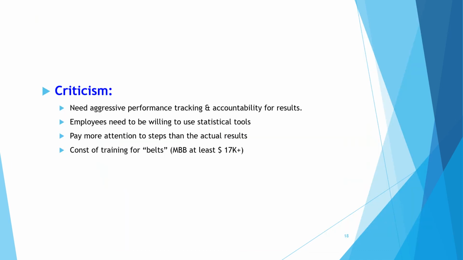There are criticisms. It needs aggressive performance tracking and accountability for results. Employees need to be willing to use the statistical tools. In Six Sigma, we are paying more attention to tools or steps than to the actual results. The training cost is very high, particularly. As an example, for a Master Black Belt, it costs around $17,000.